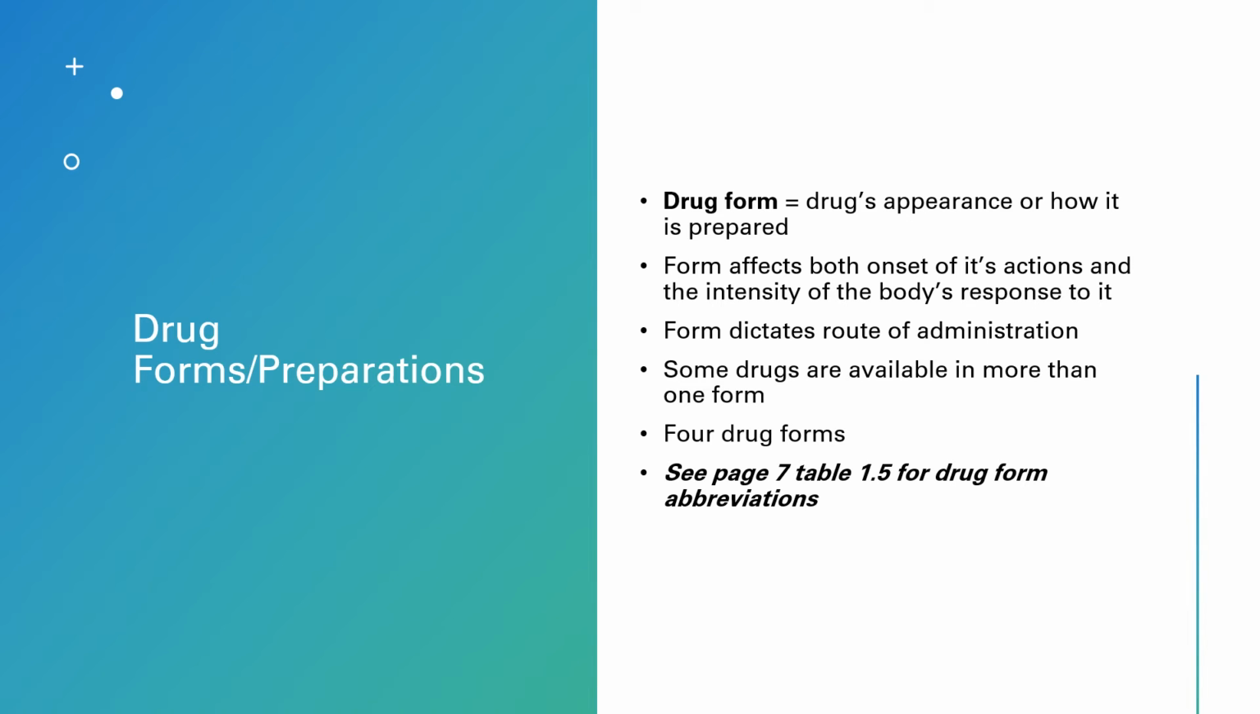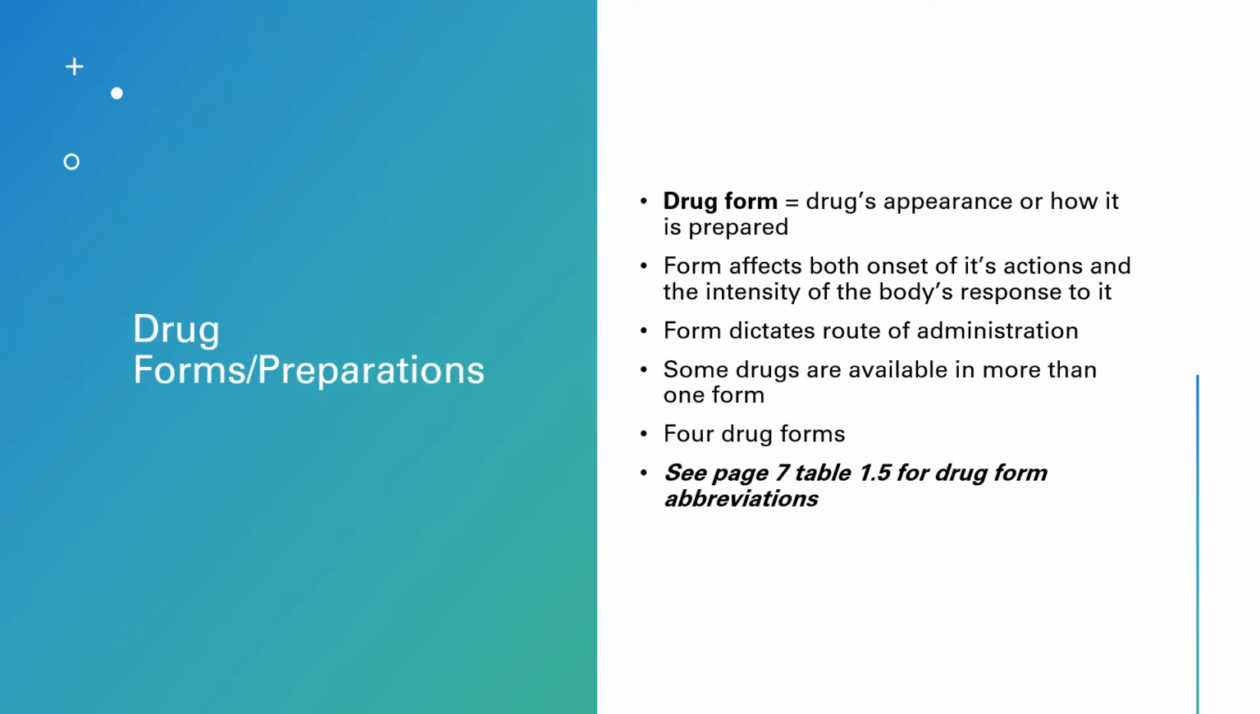Okay, now we're going to get into some drug forms and preparations. A drug form is just how it appears, how it's prepared, and how it's administered. The form of the drug affects both the onset of its actions and the intensity of the body's response to it. For instance, liquids act more quickly than solids, and gases and vapors act even faster than liquids. In fact, gases and vapors are the fastest acting type of medication.